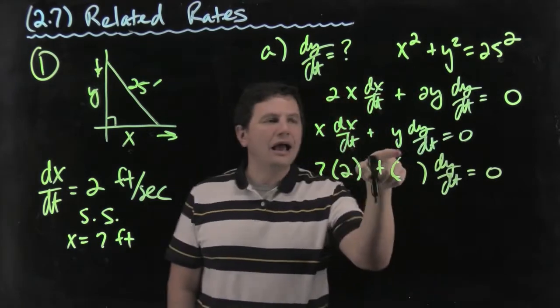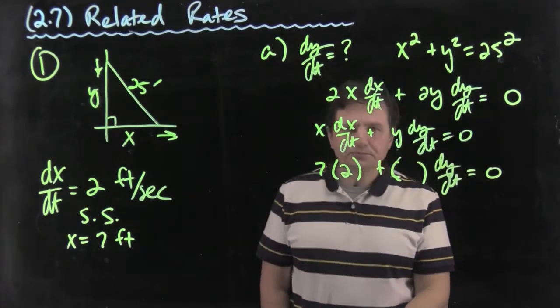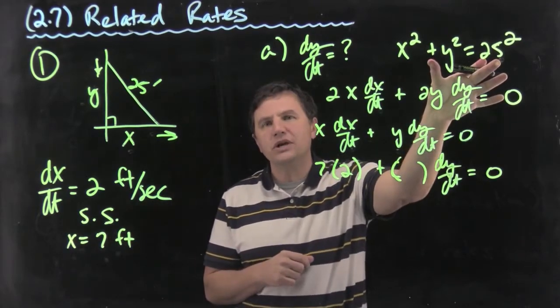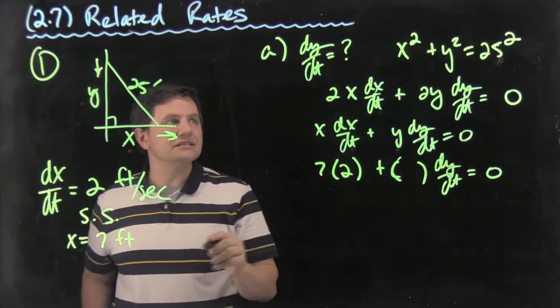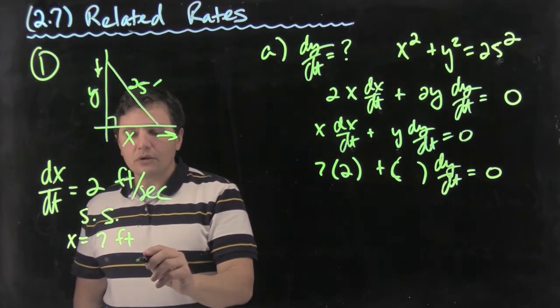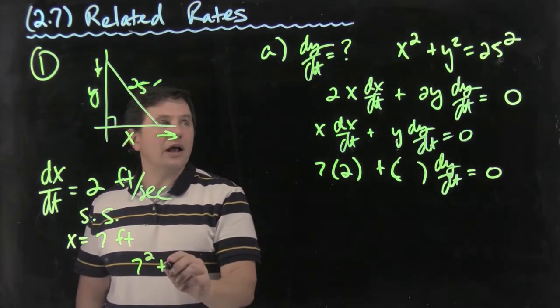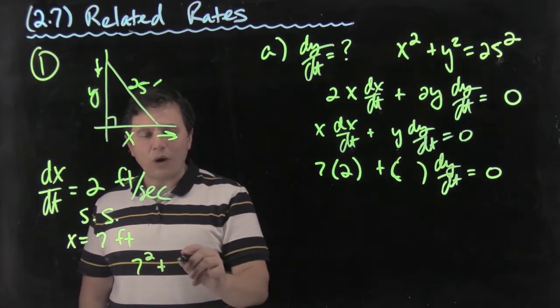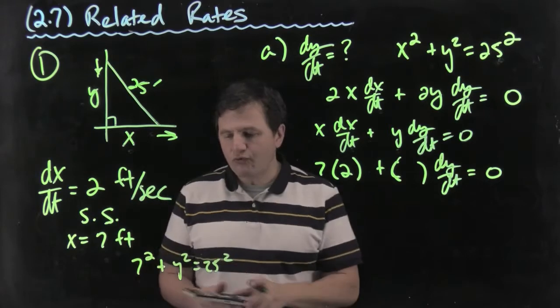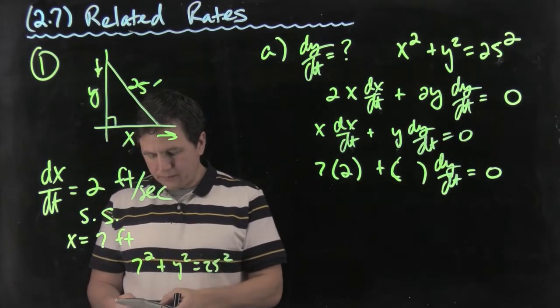Okay, so now y, we're going to use the static equation, and this is pretty common. So when x is 7, what's y? So we have 7 squared plus y squared is equal to 25 squared. So for this, we'll just grab our calculator.